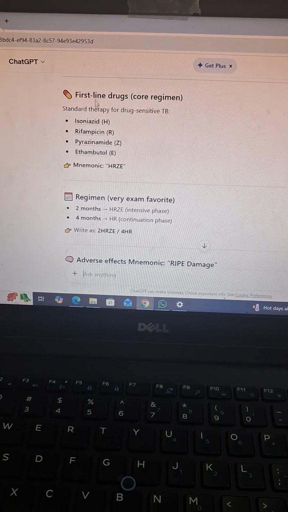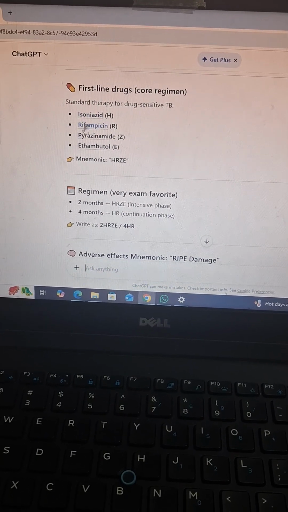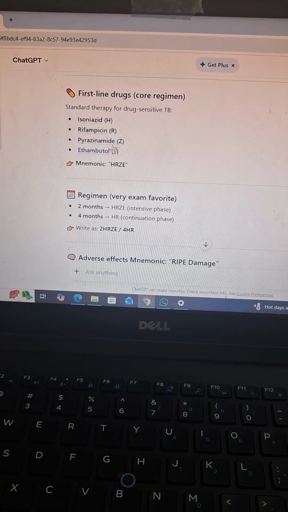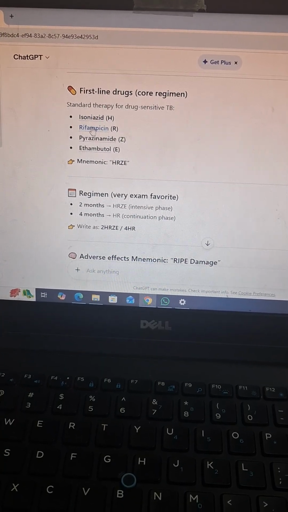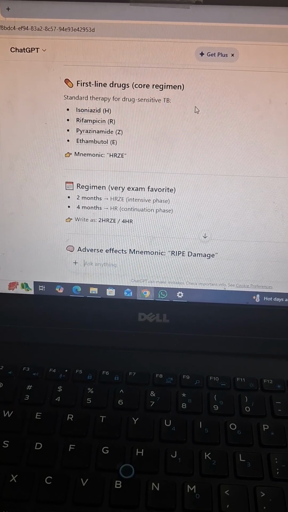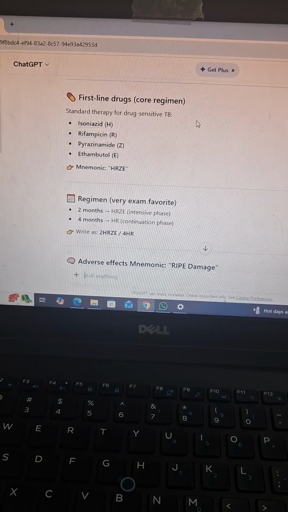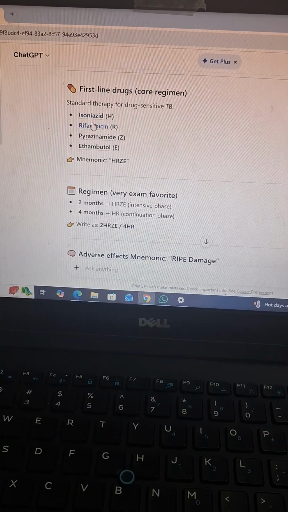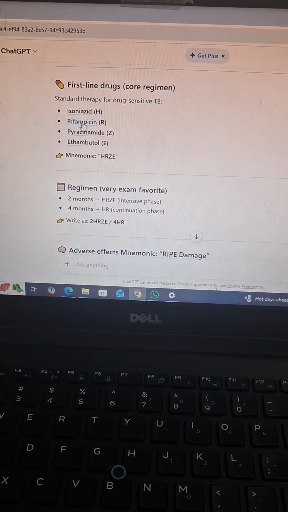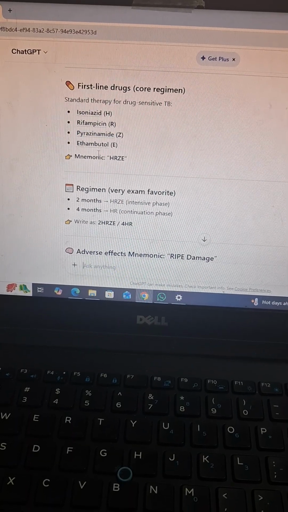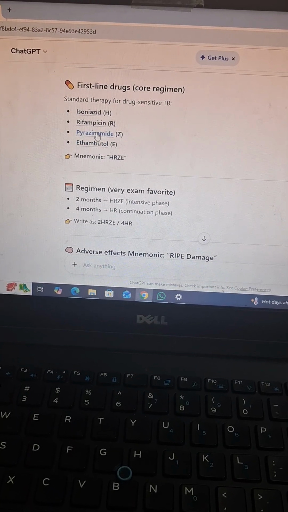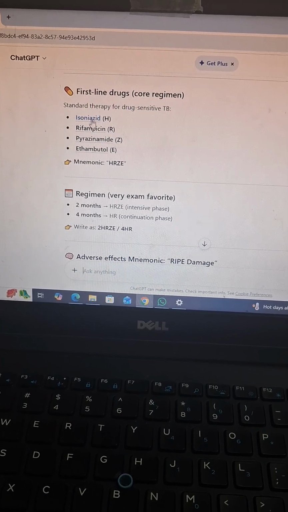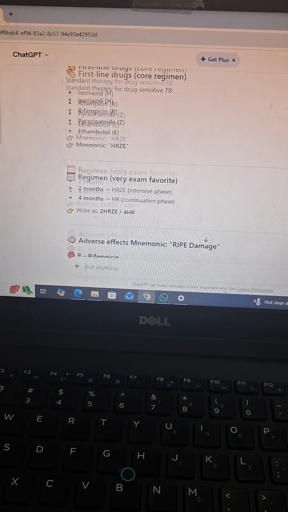Always remember HR. HR is to be given for 2 months. Alright, HRZE is to be given for 2 months, and the HR will also continue for the 4 months. So let me tell you that the HR will be given for the 6 months. H and R, isoniazid and rifampicin, will be given for the 6 months total, and only Z and E are for the 2 months. So in the first 2 months all of them will be given, and for the next 4 months only isoniazid and rifampicin will continue.